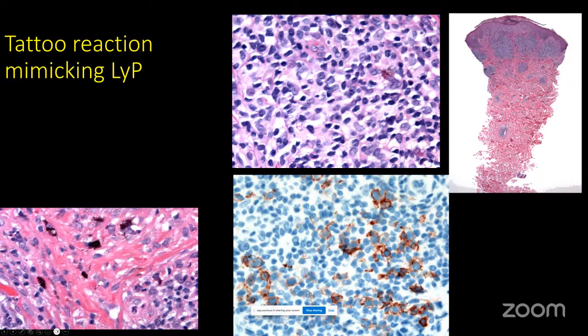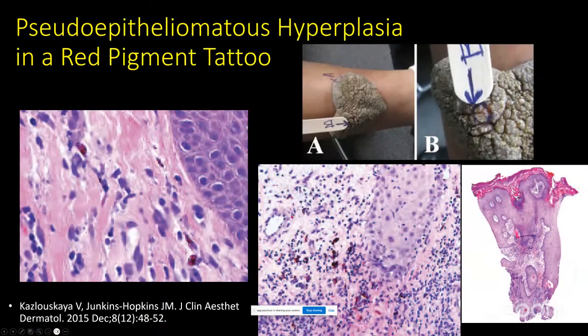So here we have a wedge-shaped process with atypical cells that are CD30 positive, sort of looking like lymphomatoid papulosis, but you can recognize the reddish color of the pigment-laden macrophages. So this is a tattoo reaction mimicking LyP. You can have a pseudosarcomatous reaction. It looks like KA or squamous cell carcinoma. This is a case that we published a while ago with a reaction to red tattoo. And if you look closely, you can see the tattoo pigment here.